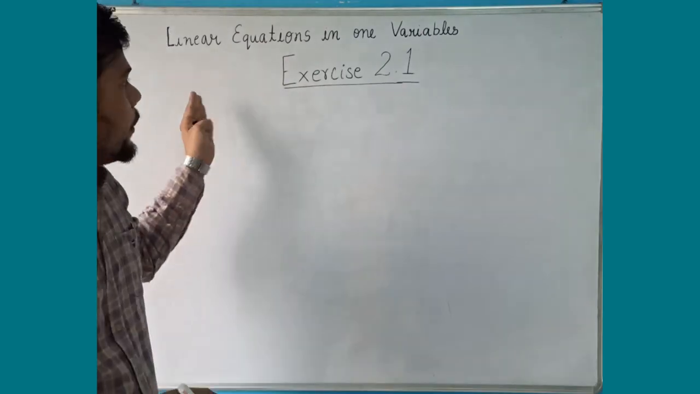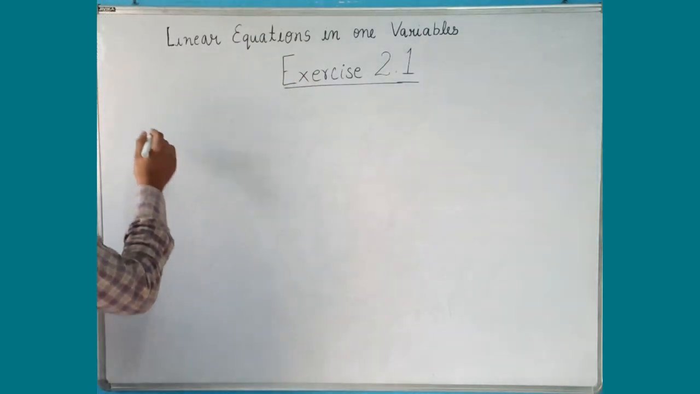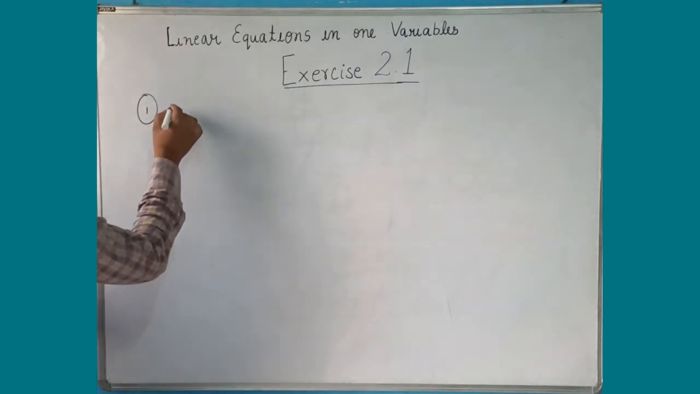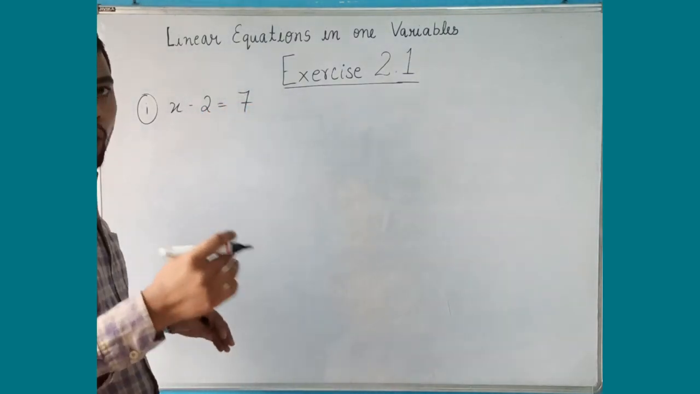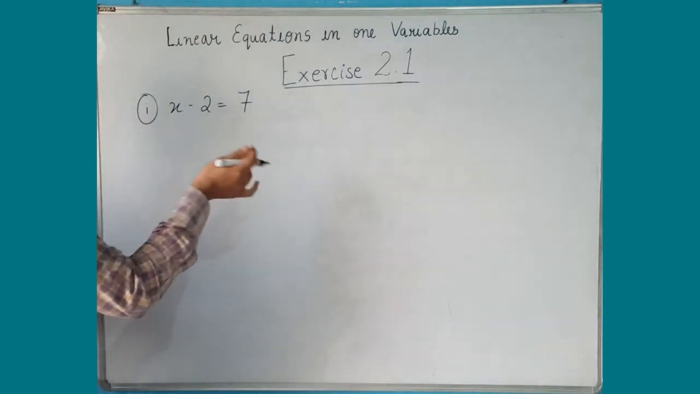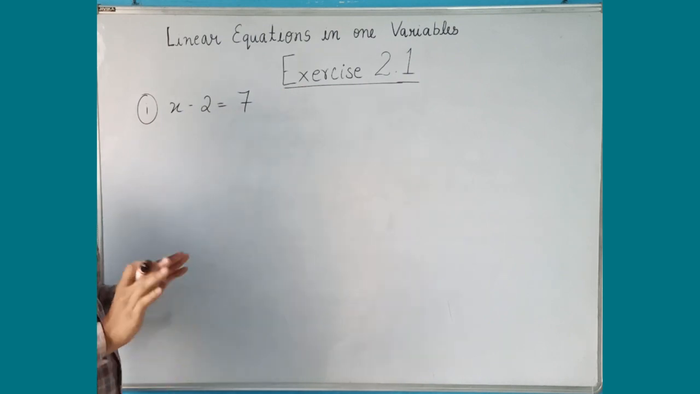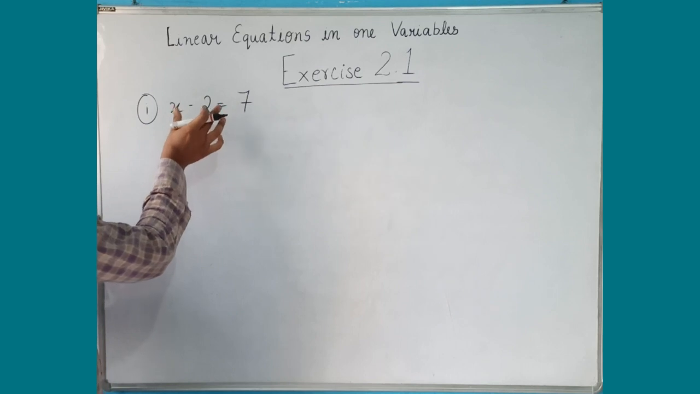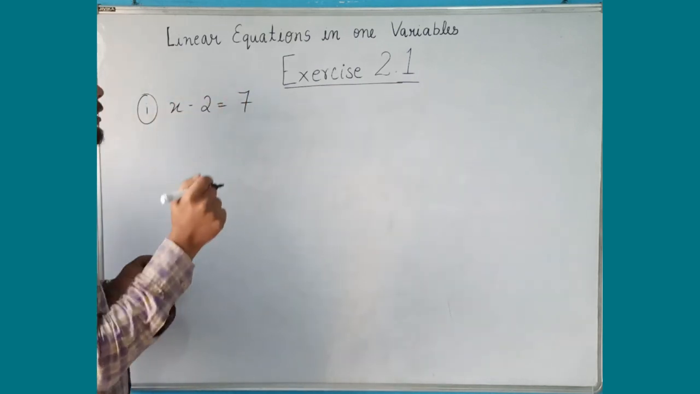So now we are going to solve the first exercise of this chapter, that is 2.1, and the first question we have right here. The first question says that x minus 2 is equal to 7. So what we do when we solve any equation in one variable is that we assume that both the sides are actually equal, that is LHS is equal to RHS. So whenever you are doing any operation in this, you have to do it on both the sides. This is one way of doing, and I will later on show you the other way also.